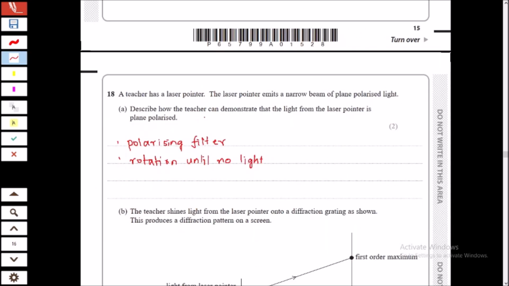How can we demonstrate that a light is plane polarized? Use a polarizing filter. We pass the light through a single polarizing filter, and we rotate the filter until there is no light.